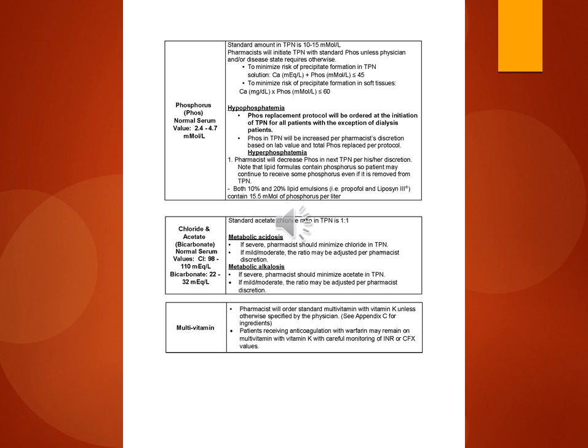Phosphorus, Phos. Normal serum value, 2.4 minus 4.7 mmol. Standard amount in TPN is 10 to 15 mol per liter. Pharmacists will initiate TPN with standard Phos unless physician and/or disease state requires otherwise. To minimize risk of precipitate formation in TPN solution, Ca, mg per liter, plus Phos, mol per liter, 45. To minimize risk of precipitate formation in soft tissues, Ca, mg/2, x Phos, mol per liter, 60.